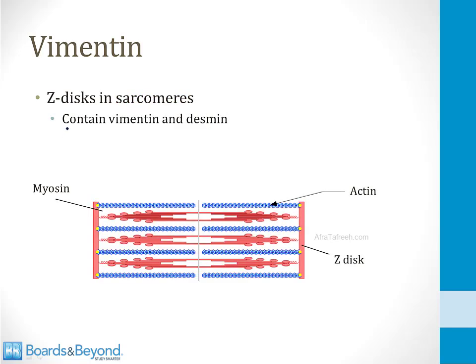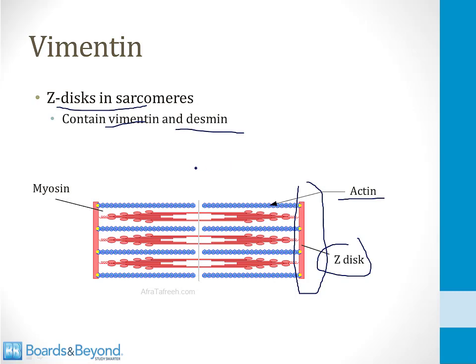Another place where you find vimentin is in the Z discs of sarcomeres. We talked about the sarcomeres before and how they include actin filaments, but the Z disc, which is this structure on the edge of the actin and myosin filaments, contains the intermediate filament vimentin and also another one called desmin that we'll discuss in a minute.